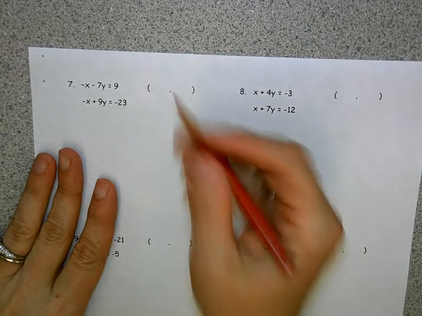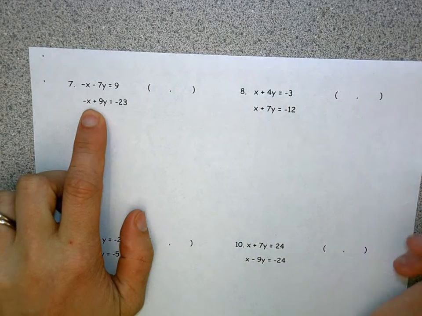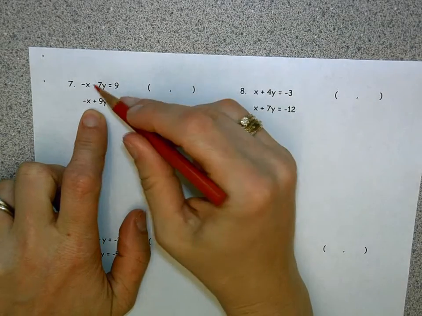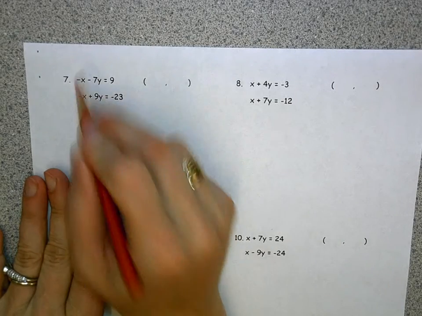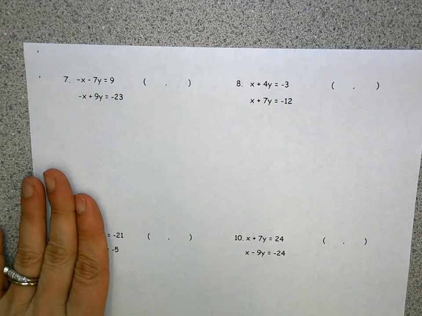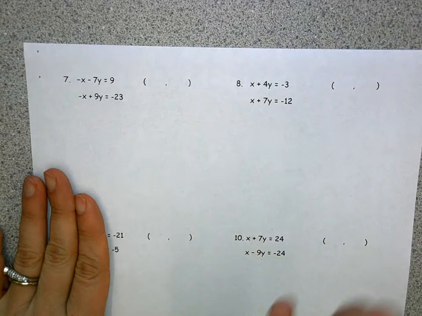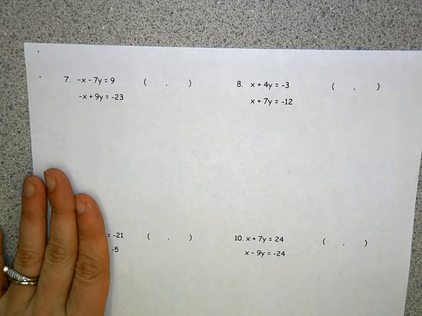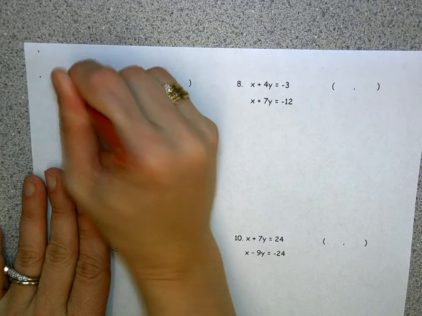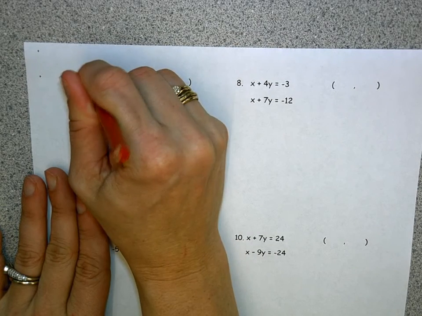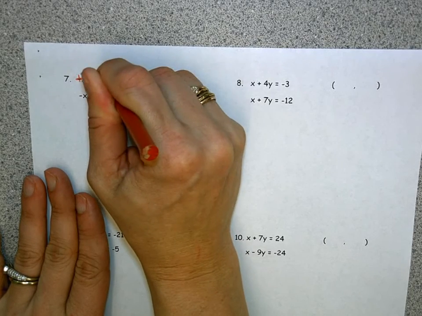So, do we all agree that we want the x's to cancel out, right? That's going to be a lot easier than 7 and 9. To get something to cancel out, you have to multiply one of the equations by a negative. You multiply all the parts. You can pick the top one or the bottom one, does not matter. You're just going to change all the signs. So for this one, I'm going to multiply this by negative, so I'm going to change that from negative to positive, and this one from positive to a negative.